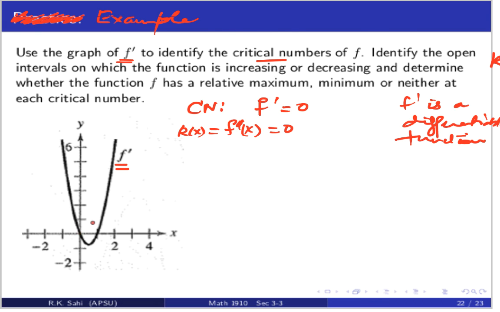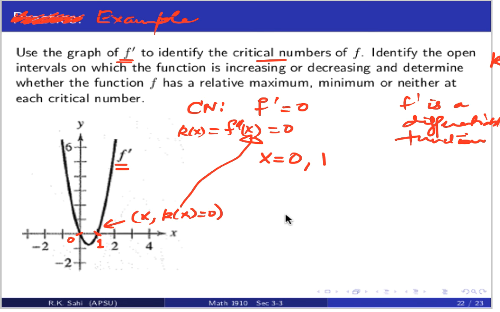If you notice, graphically, it is where it is crossing the x-axis. This is a point x where k of x is 0, or f prime of x is 0. That's the meaning. Those are our critical numbers, because critical numbers are the points where the derivative is 0, and we are given the graph of the derivative of the function. So what are my critical numbers? Looking at the graph, the critical numbers are x equal to 0 and 1. That's 1, that's 0. That's where I get my critical numbers.